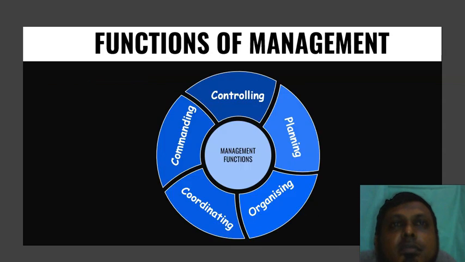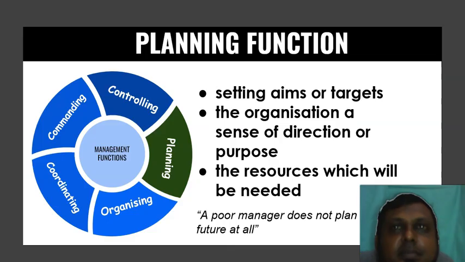First of all, let's look at the functions of management. As you can see on this diagram, there are 5 functions of management, which are planning, organizing, coordinating, commanding, and controlling. Let's look at each of these functions separately.